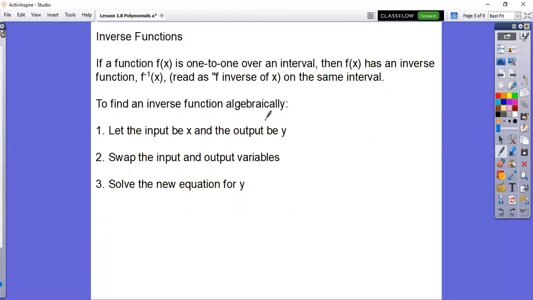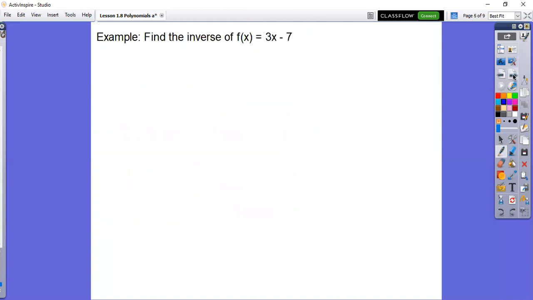So to find an inverse algebraically, we're going to let the input be x and the output be y. We're going to swap the input and output variables, then we're going to solve for y. Once we've solved for y, we'll get the inverse function. So we're going to take a look at what that looks like.